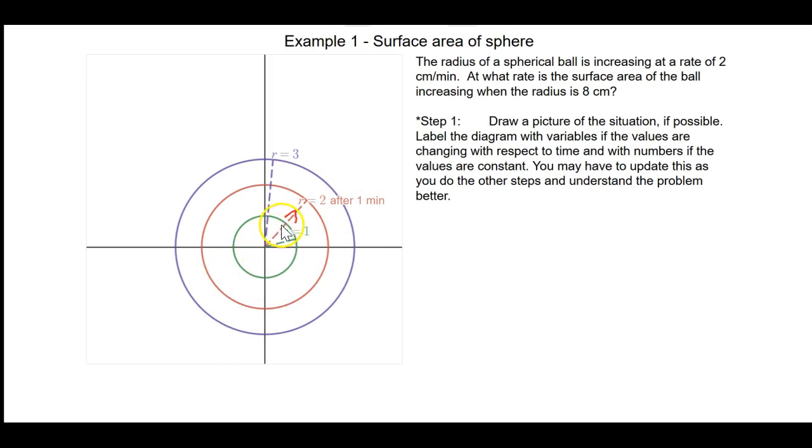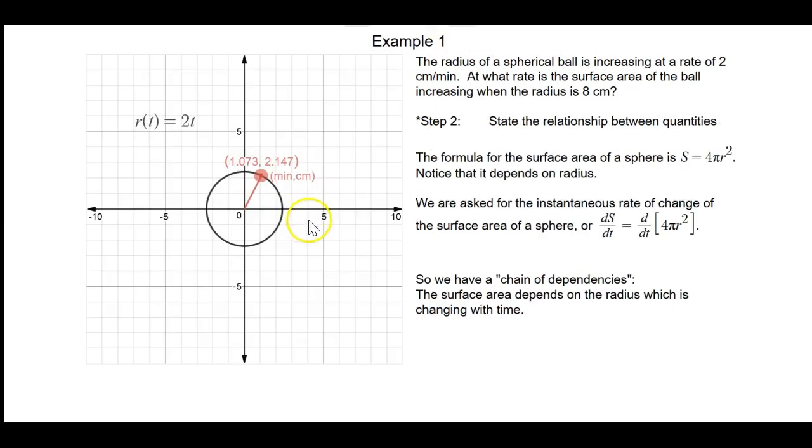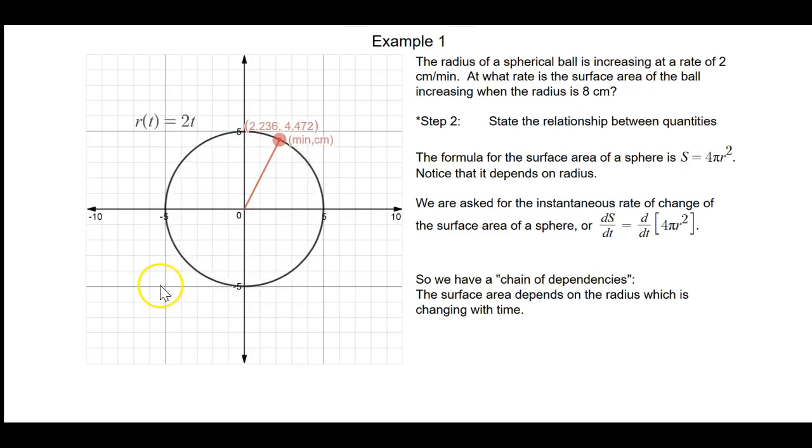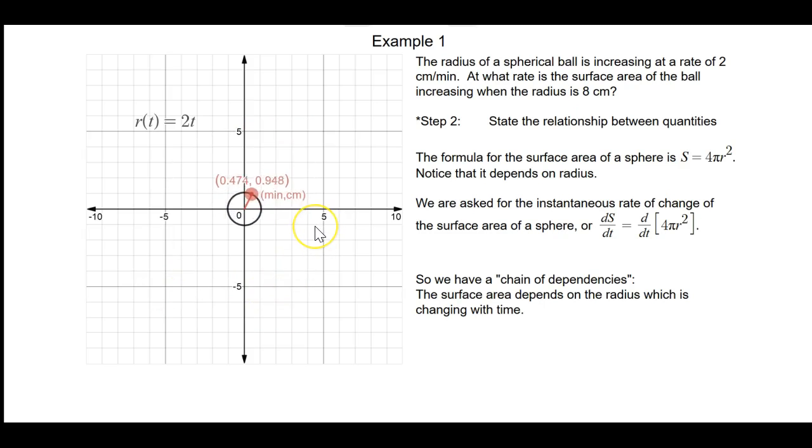The radius is moving outward, and after 1 minute, it increases by 2 centimeters. So if I use Desmos to continually increase the radius of this circle, you can see how it's increasing and how the radius is going to affect the area of the circle, and if we were considering this in 3 dimensions, the surface area of a ball. So we've drawn our picture.